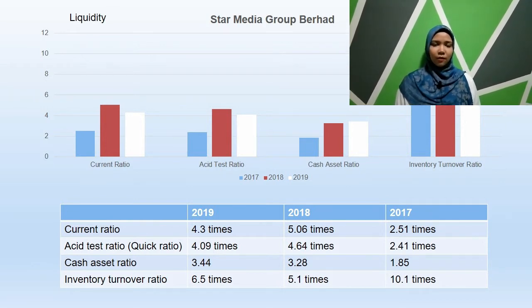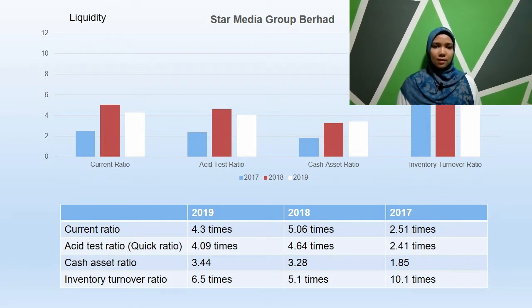The ideal inventory turnover ratio is about 4 to 6. It means that the rate at which the company restocks items is well balanced with their sales.